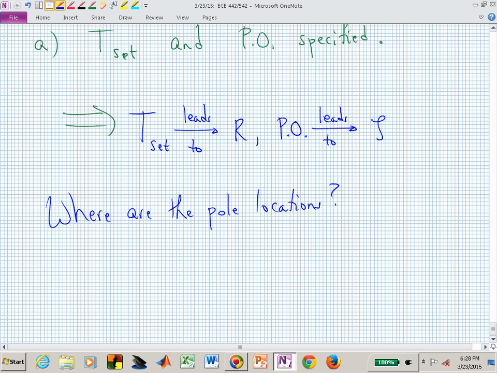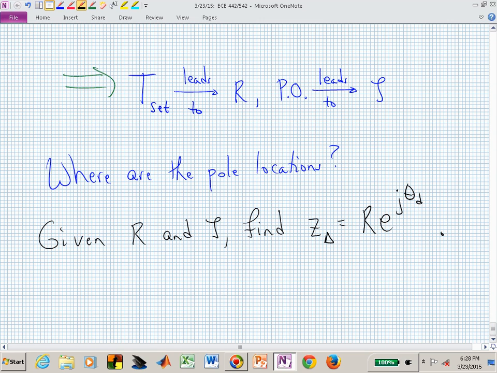So now we need to find, given a percent overshoot and a settling time, where are our desired closed loop poles? We are given r and zeta. We now want to find our desired poles. Z sub delta is r e to the j theta sub d. If that was r e to the j zeta, we'd be good, because we know r and zeta.